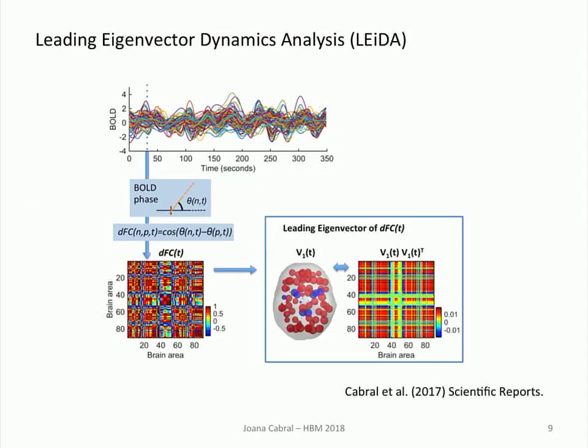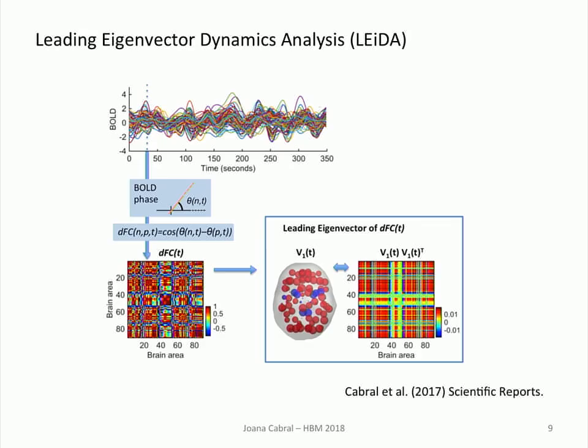So the new thing that I introduced here was, instead of just looking at the instantaneous connectivity matrix over time, we look at the leading eigenvector of this instantaneous connectivity matrix. The leading eigenvector is like the first principal component of that matrix. It's the one that captures the main connectivity pattern. So if we wanted to divide the system into two communities, we could use just that vector.